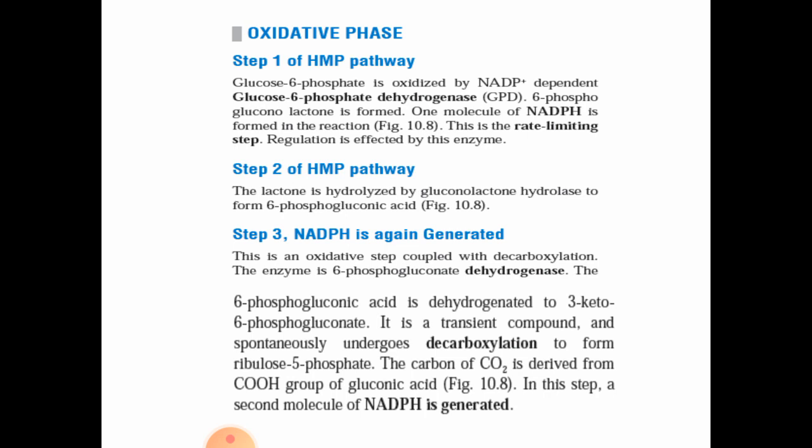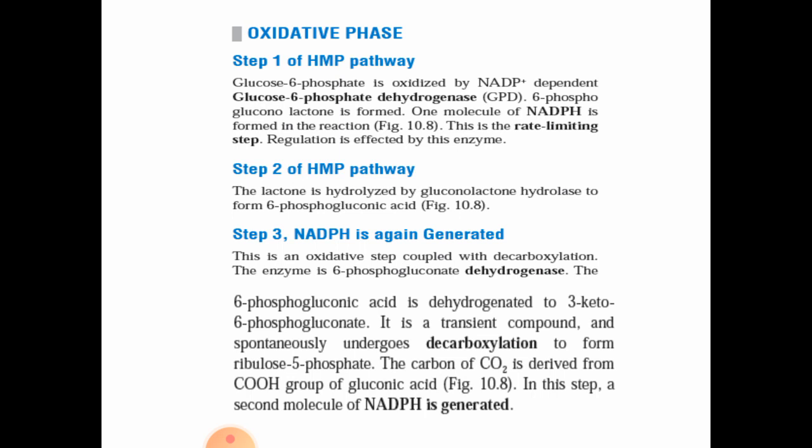First you need to explain the oxidative phase. That is step 1: glucose 6-phosphate is oxidized by NADP-dependent glucose 6-phosphate dehydrogenase to form 6-phosphogluconolactone. That is the first step, it is a rate limiting step, and 1 molecule of NADPH is formed in this reaction. The next step is the lactone is hydrolyzed by a hydrolase enzyme to form 6-phosphogluconic acid. That is the second step.